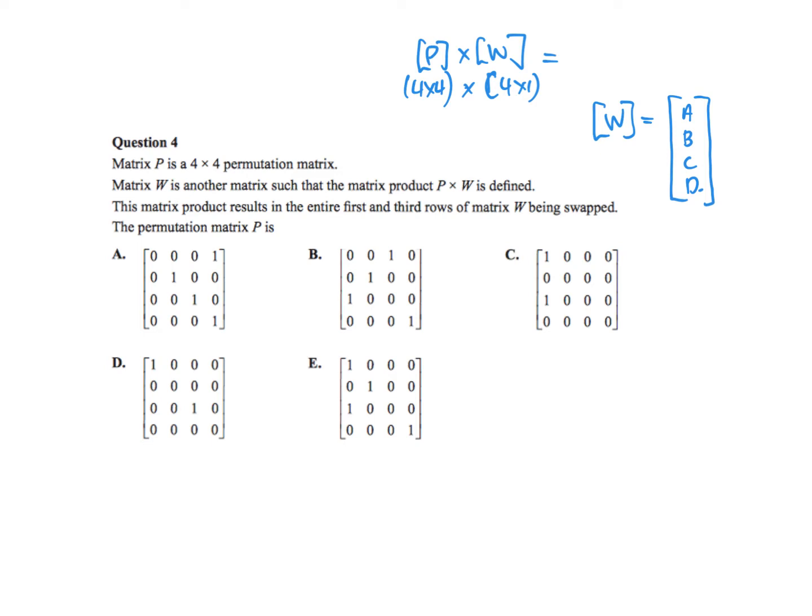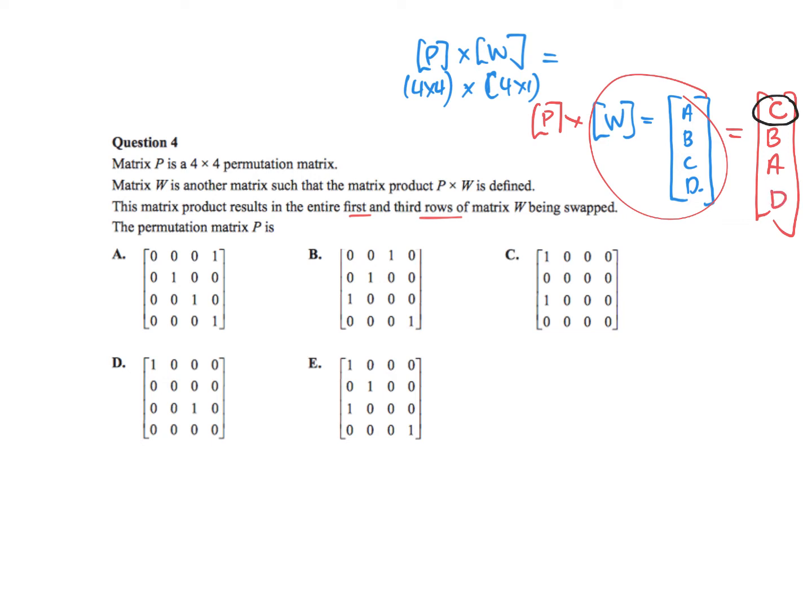So what's going to happen, we're going to multiply the permutation here with this W, and we're going to get our answer. And what we want, they said they want the first and third rows to be swapped. So that means I want to see C here and A there. Does that make sense? So I've swapped the first and the third.